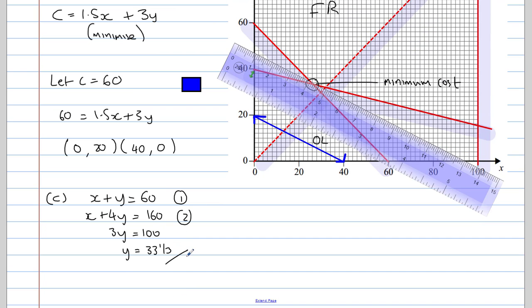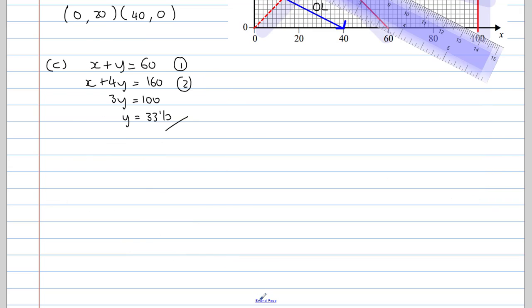Now that we know y is 33 and a third, we could sub that into either of these equations and we could then find out what the value of x will be. So if we sub y equals 33 and a third into number 1, that will give us x plus 33 and a third equals 60, which means x equals 26 and 2/3.